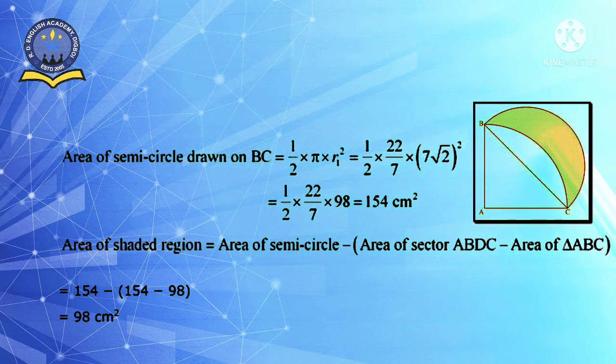So finally we have to find this shaded portion. How can we find it? Semicircle minus this portion. As written here, area of shaded region equals area of semicircle minus the subtraction of these two, that is, area of sector ABDC minus area of triangle ABC. So 154 minus within bracket 154 minus 98, and finally the answer is 98 centimeter square.